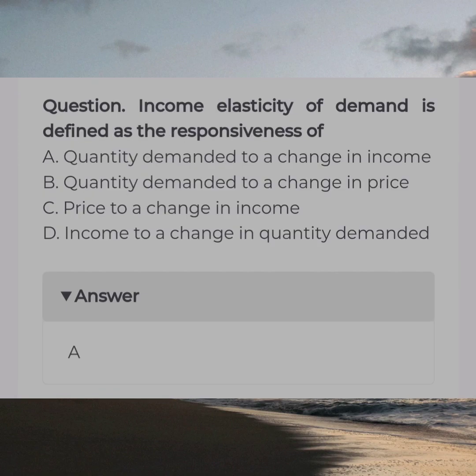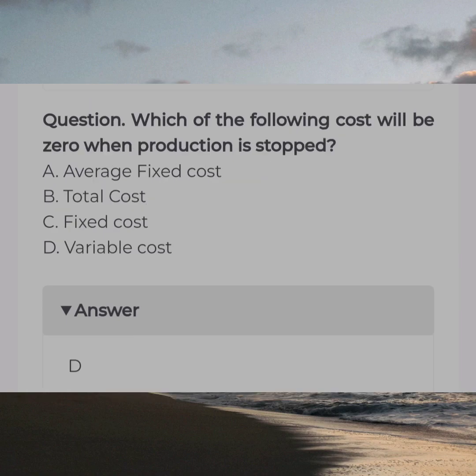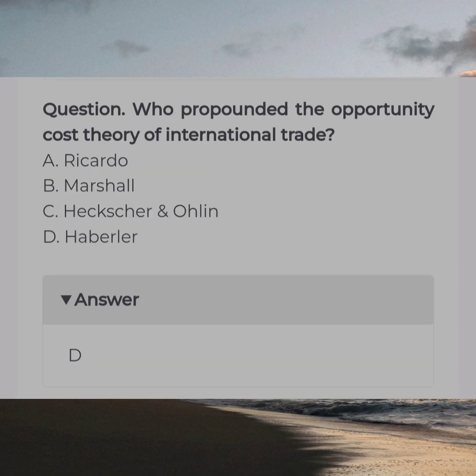Income elasticity of demand is defined as the responsiveness of answer A, quantity demanded to a change in income. Which of the following costs will be zero when production is stopped? Answer D, variable cost. Who propounded the opportunity cost theory of international trade? Answer D, Haberler.